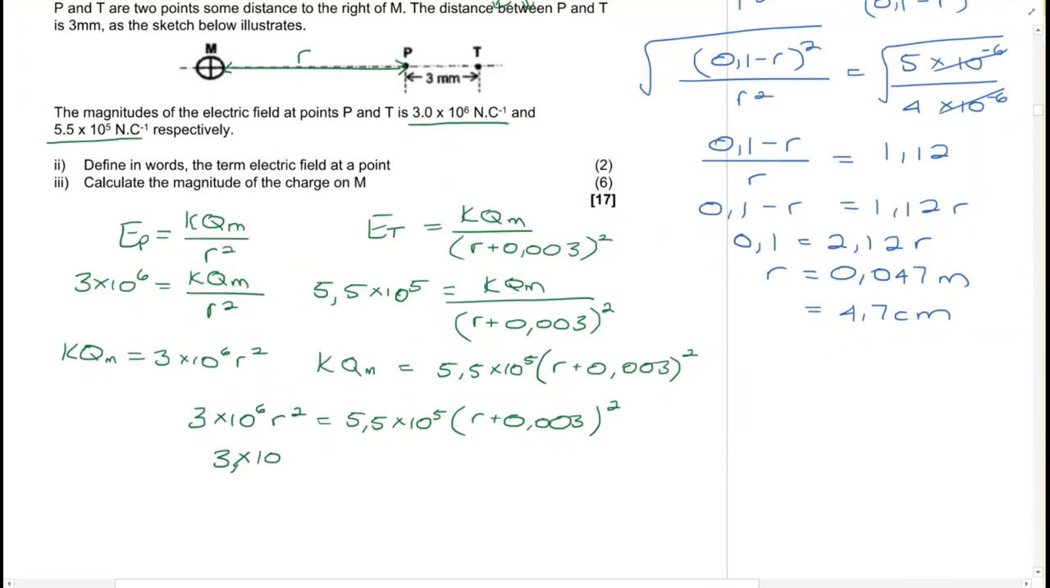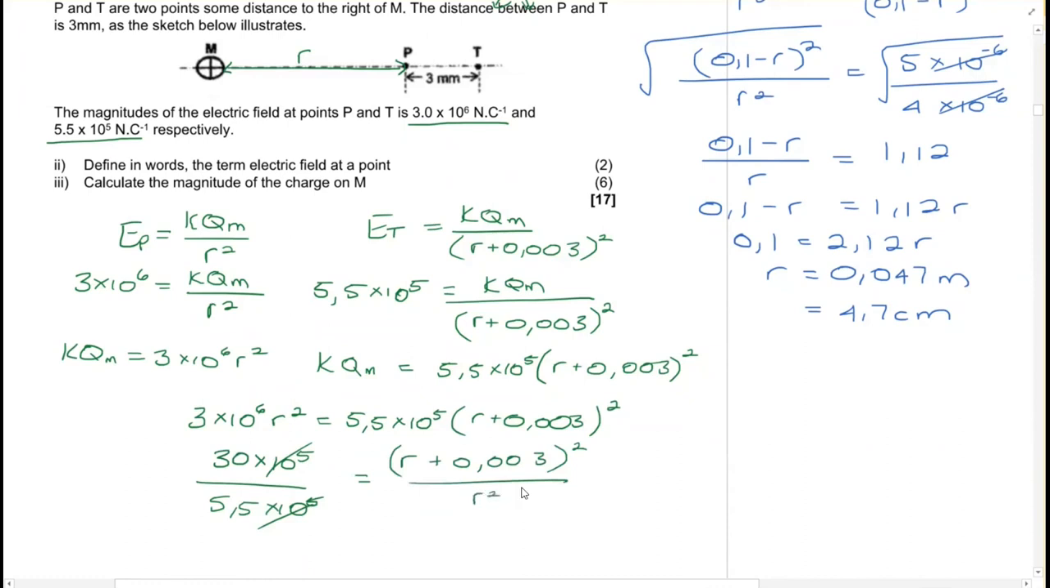You know what I'm going to do here? I've got a times 10 to the 6, and I've got a times 10 to the 5. So I'm going to put them both times 10 to the 5. So 3 times 10 to the 6 is the same as 30 times 10 to the 5. Agreed? Okay. And put that over 5.5 times 10 to the 5, because now my times 10 to the 5s cancel out. And then I've got r plus 0.003 squared over r squared.